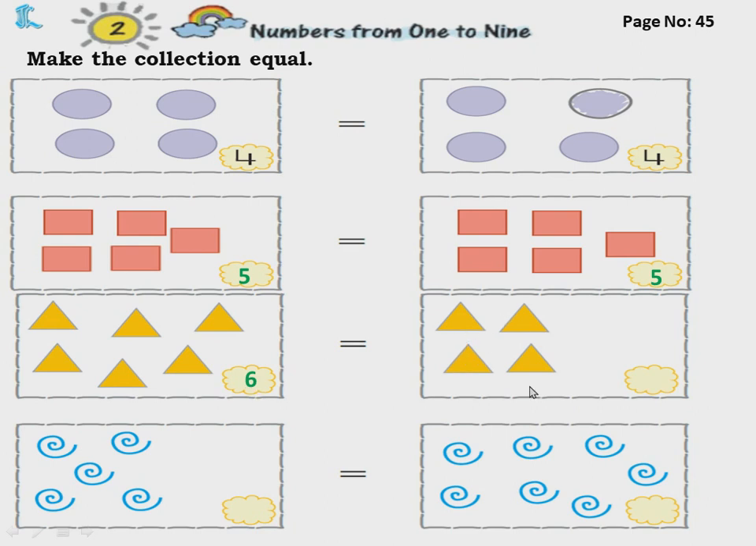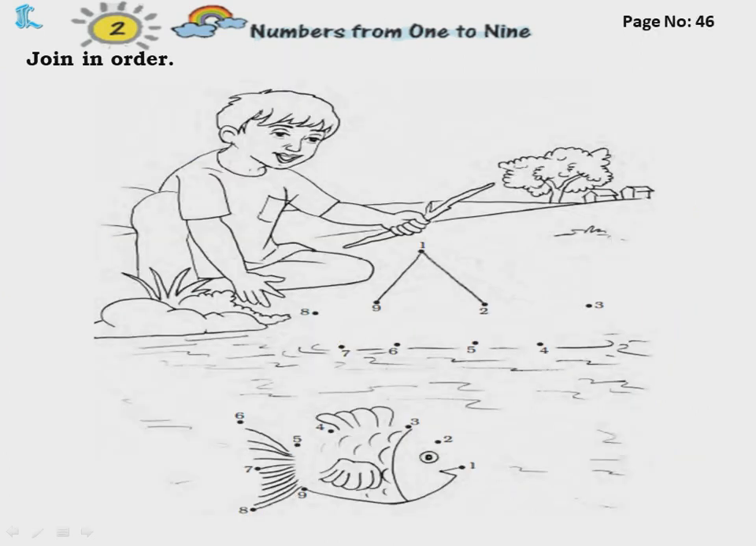1, 2, 3, 4. So we will draw the 5th one and the 6th one. Now is it equal? Yes. So here also 6 are there. Now here, by seeing, which is more? This is more. Count how many? 1, 2, 3, 4, 5, 6, 7. So here count how many are there? 1, 2, 3, 4, 5. So I'll draw one more, 6, one more, 7. Now all are equal.